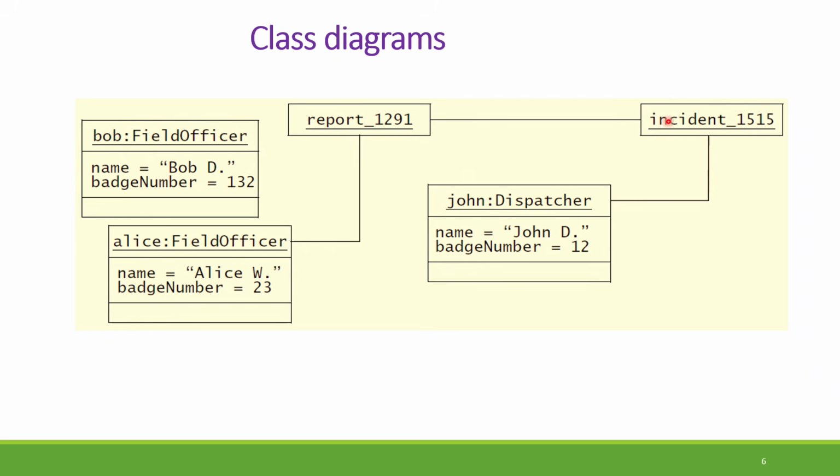It belongs to a particular incident, incident number 1515, that can be submitted to the dispatcher. The name of the dispatcher is John. Like that, there may be multiple dispatchers. They may have the common attributes name and badge number. This is one example of how objects can participate in the class.